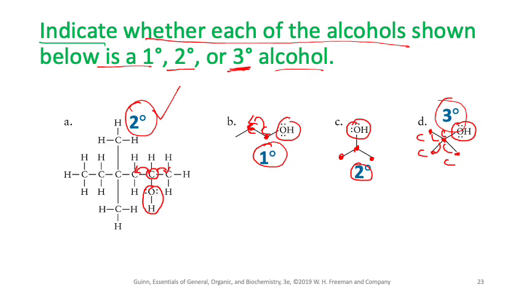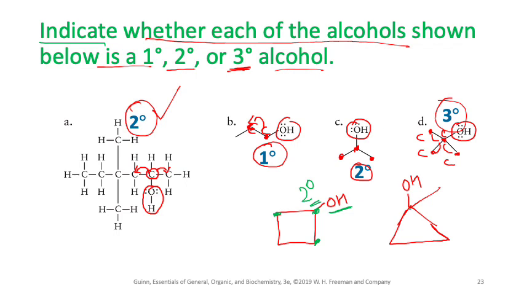If I give you this example, OH, and if I give you something like this triangle, and then you have this OH and you have one more. So let's figure out which type of alcohol this one is. This is the carbon that has the OH group attached and this carbon is attached to this carbon and this carbon. So secondary alcohol.